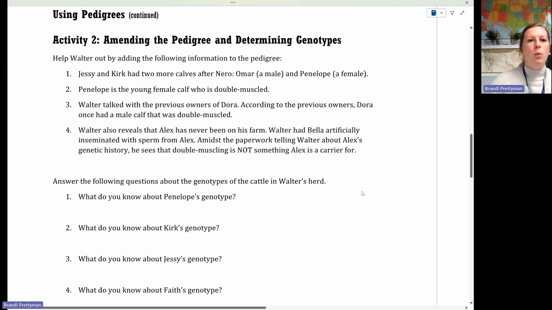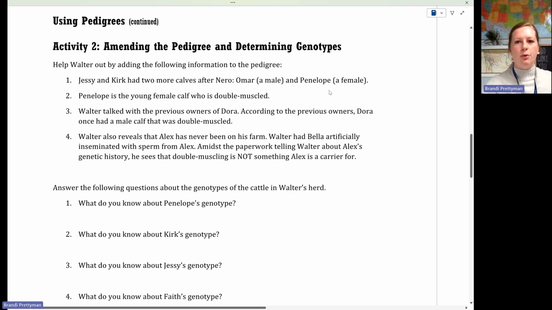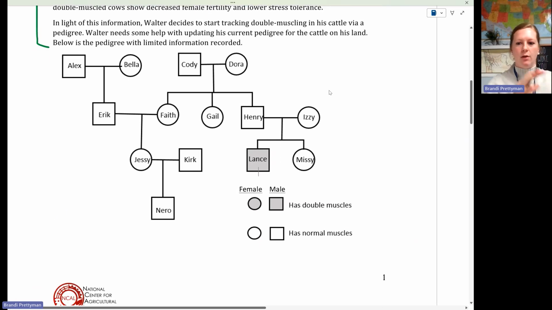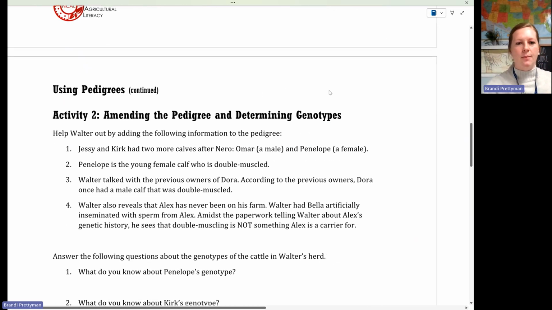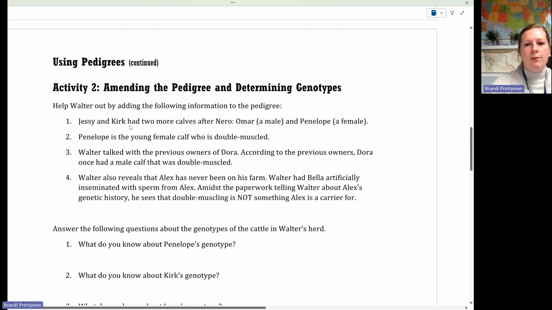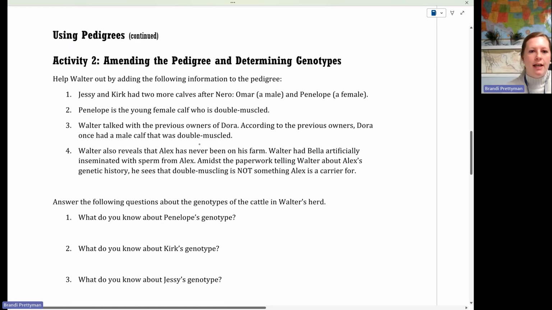Okay. Help Walter out by adding the following information to the pedigree. I kind of just want you to start here. You don't need to go through the pedigree initially and try to figure out all the genotypes. Just figure them out as you go through the questions because it'll kind of guide you. Okay. We're going to add information to the pedigree. Jesse and Kirk had 2 more calves after Nero. Omar, a male, and Penelope, a female.